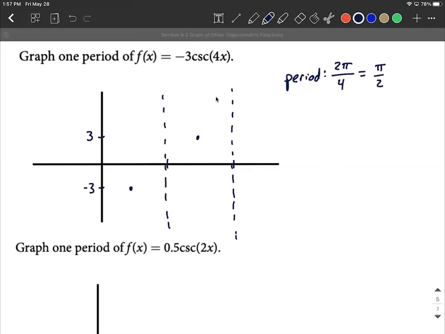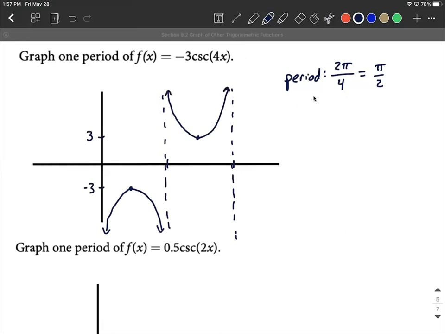Also of note on this one, it hasn't been shifted left or right because we don't have a number added or subtracted from x on the inside of this function. And it hasn't been moved vertically up or down because we don't have an addition or subtraction attached to the entire function. So to kind of sketch in this graph, I know it goes down this direction, goes down this way, and then we kind of have this loop that has a bottommost point right there and goes up as we approach the vertical asymptotes.